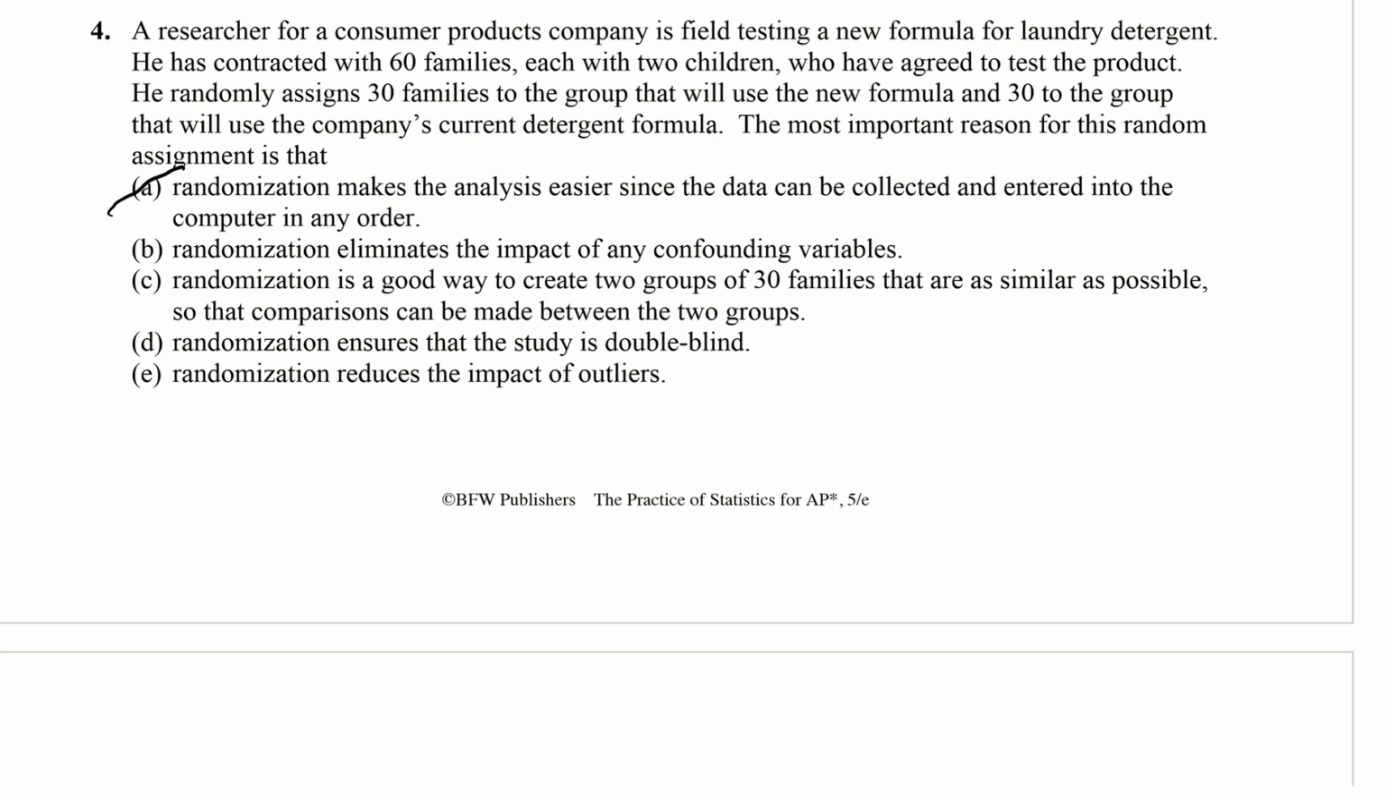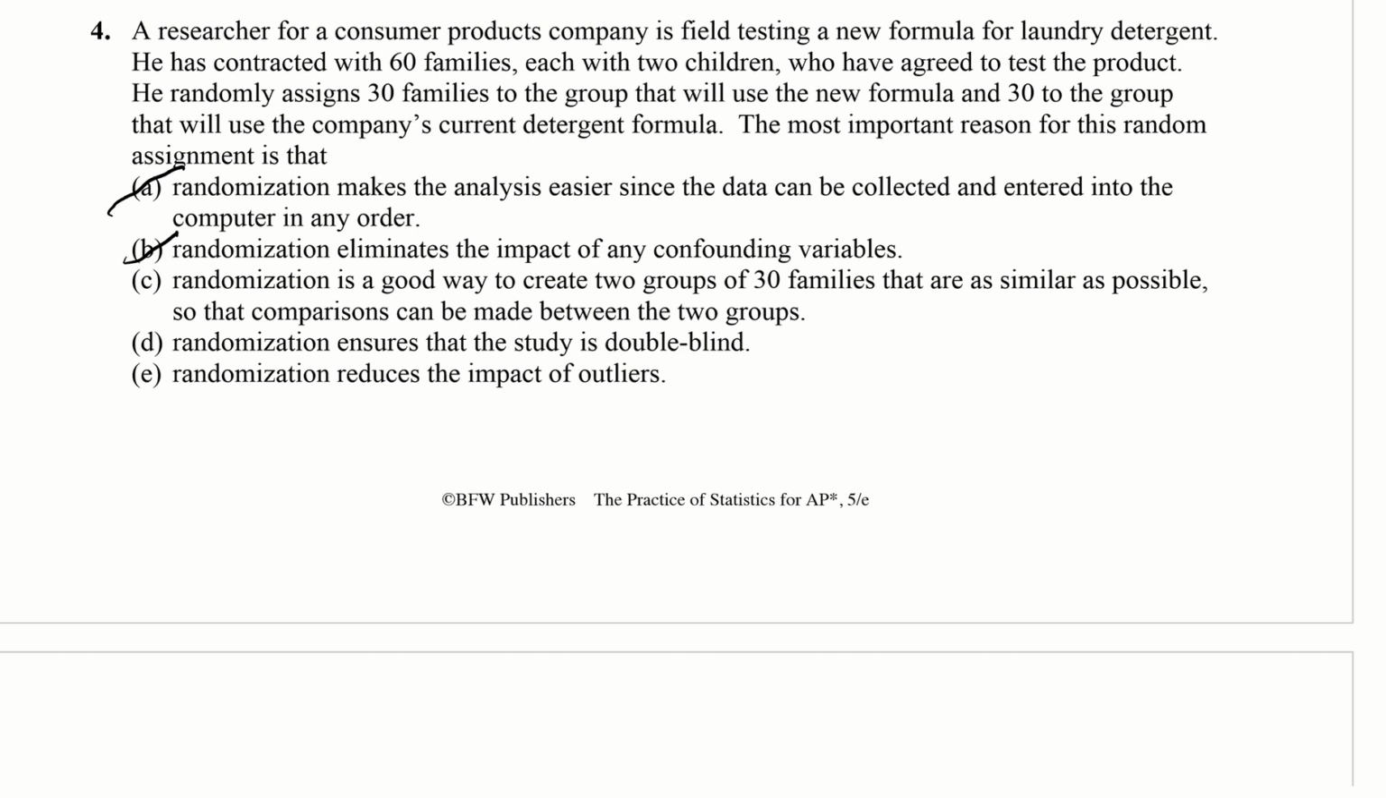Randomization can help with confounding variables, but that's not the reason why we randomize. You actually do need other things for that. You actually do need control in an experiment, right? So you can control these variables. So it's not necessarily that.